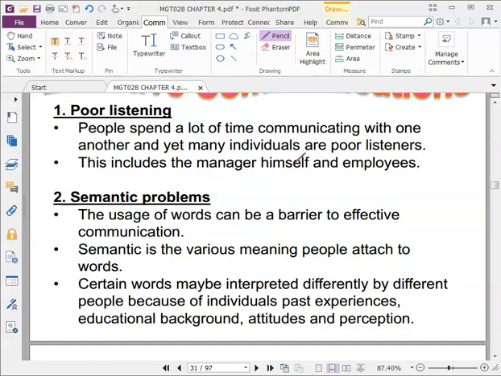Second is semantic problem. Okay, the usage of the words can be a barrier to effective communication. Semantic is the various meaning people attach to words. Certain words may be interpreted differently by different people because of individuals' past experience, educational background, attitudes, and perception. Contoh kalau semantik ni lebih kepada gaya bahasa yang digunakan. Okay, so contoh, kalau atuk nenek kita dulu dia menggunakan gaya bahasa yang berbeza sikit berbanding dengan kita sekarang ni.